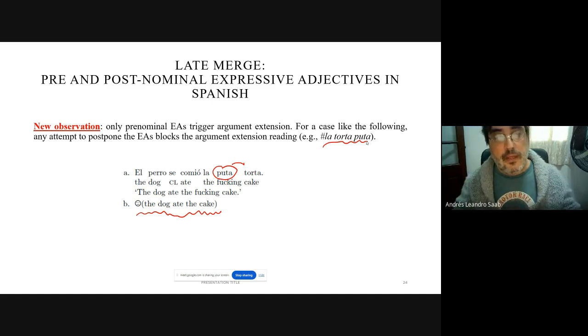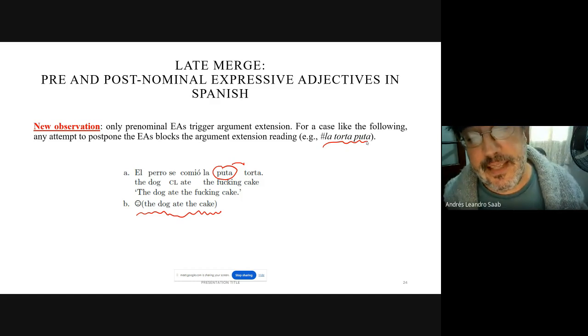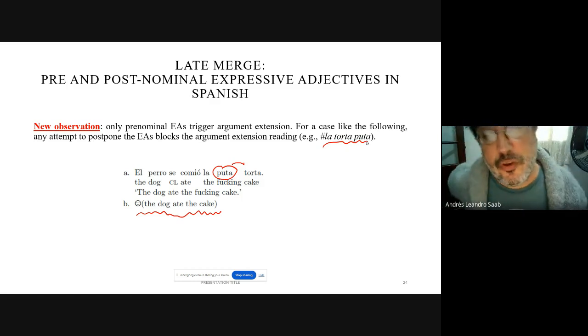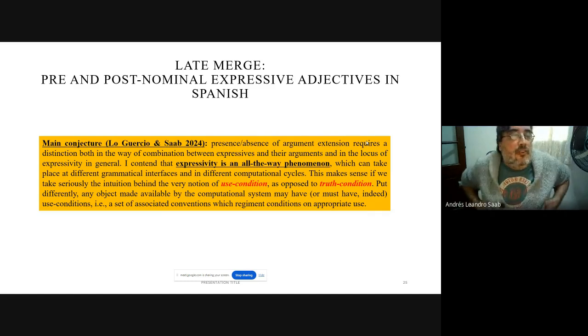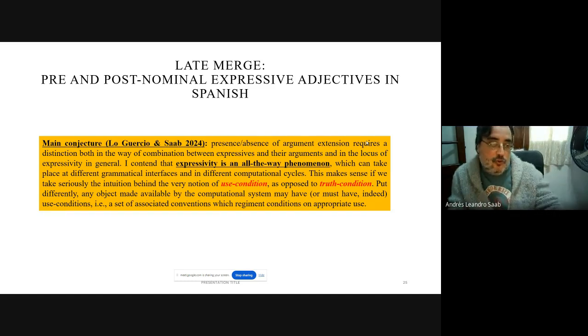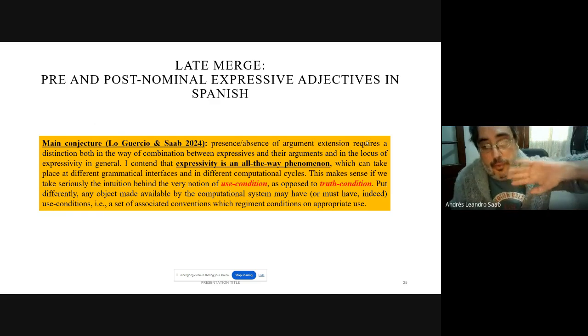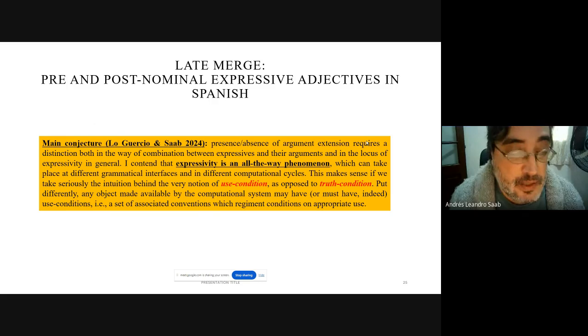Okay, so here's an interesting observation, but it shows that it's not exactly as Potts says, that you can just take an expressive adjective and get argument extension. Syntactic position matters, and it matters a lot. Okay. So here's the main conjecture. Presence or absence of argument extension requires a distinction both in the way of combination between expressives and their arguments, and in the locus of expressivity in general.